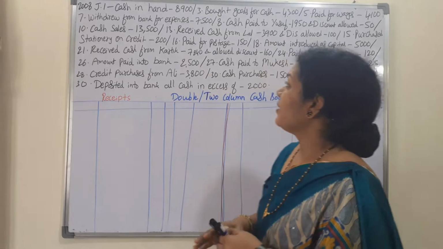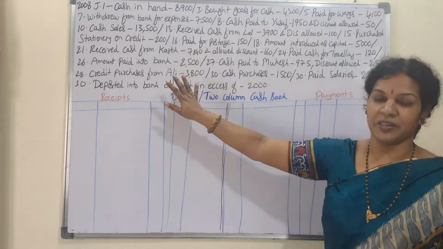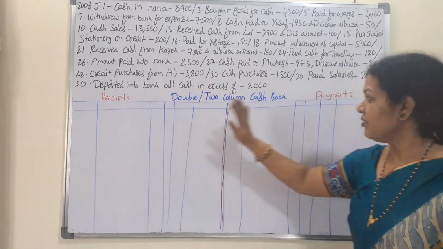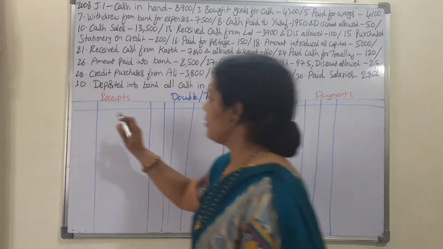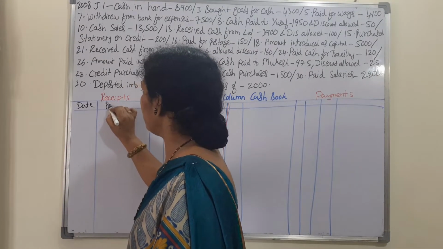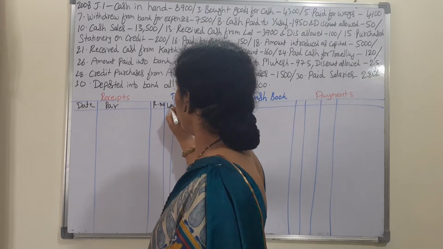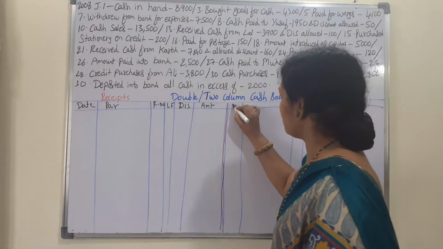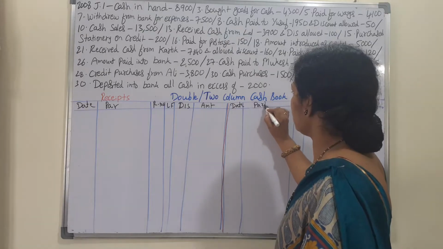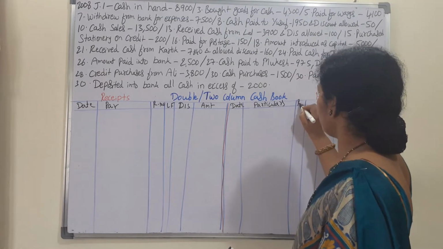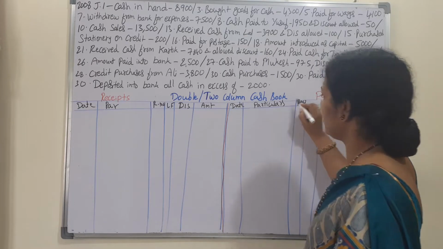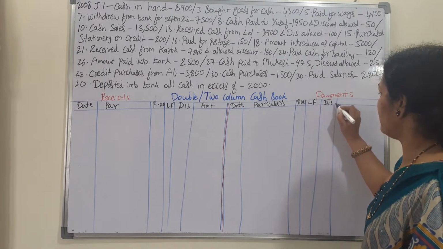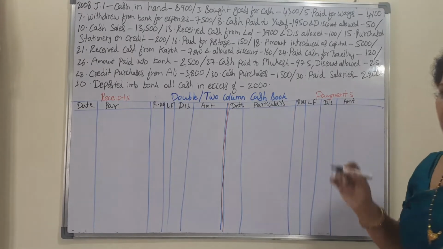Yes, get inside. Here I have taken a few transactions. Each and every transaction we will simply post into the double column cash book. If it is a receipt, debit side. If it is a payment, credit side. I forgot to write the headings. So on the debit side, what do we get? Date, particulars, receipt number, LF, amount, discount and amount. In the same way on the credit side also: date, particulars, voucher number, LF, discount and amount, or you can say cash also.